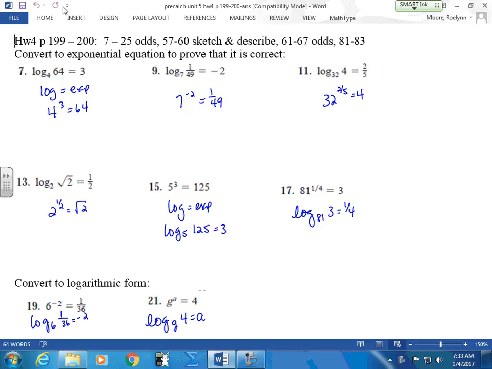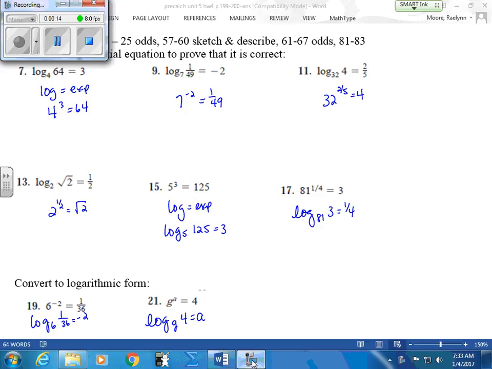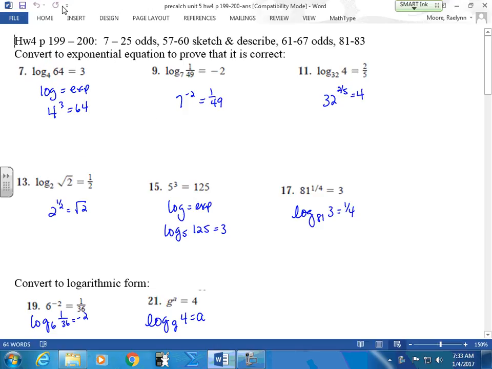All right, so any questions on the homework? Let's just walk through this. Most of it I just wanted you to get used to trying them and converting them back. Is everybody comfortable switching them around?